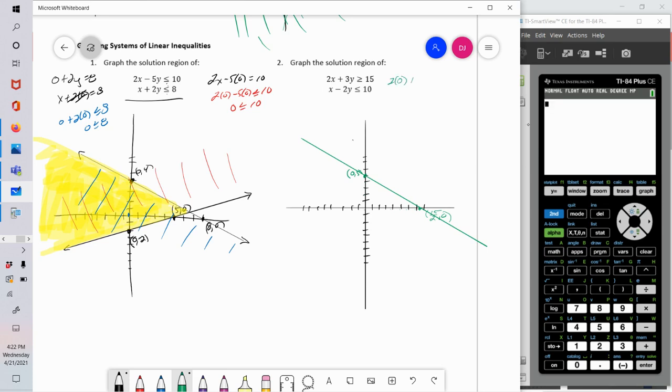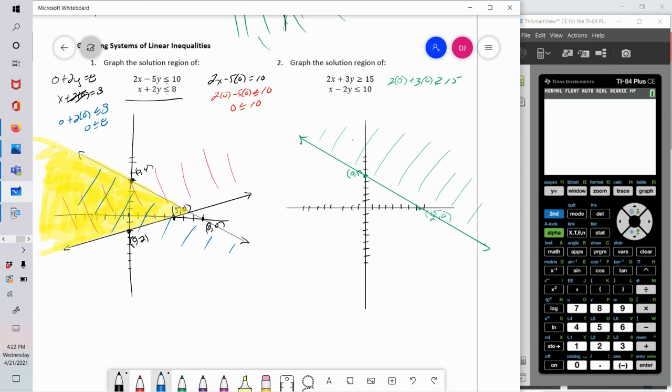0, 2 times 0 plus 3 times 0, is that greater than or equal to 15? No. So I don't shade toward the origin. I'm going to shade away from the origin. I really should have arrows on the end here.